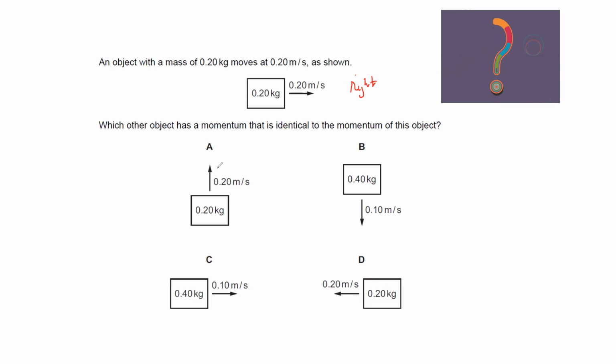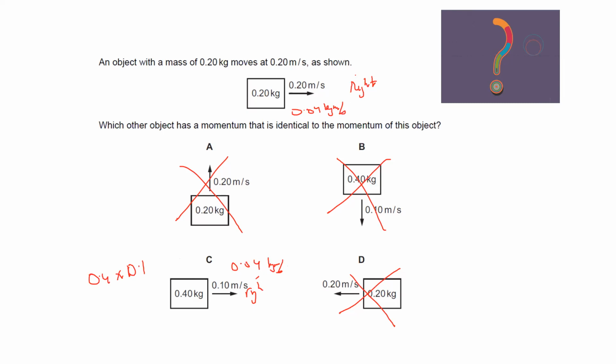It cannot be A. Why it cannot be A? Because A is moving upward. It cannot be B. Why it cannot be B? Because B is moving downward. It cannot be D because D is moving towards left. So it will be C. And how it will be C? Because 0.4 multiplied by 0.1, that is equal to 0.04 kilogram meter per second, and that is towards right hand side. And this object was also having a momentum of 0.04 kilogram meter per second.